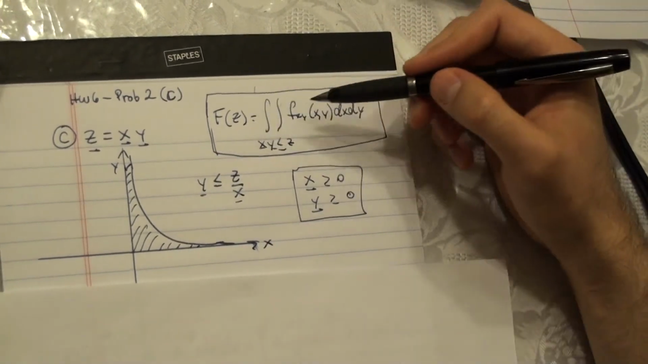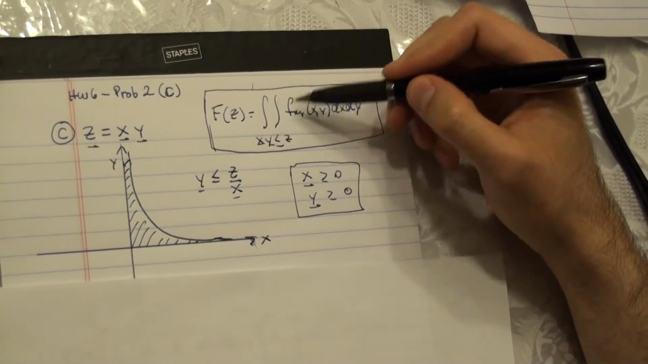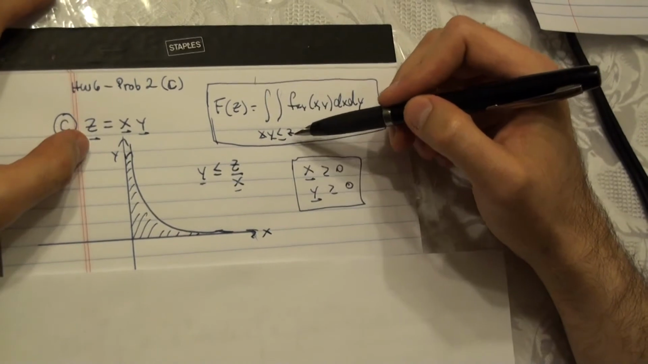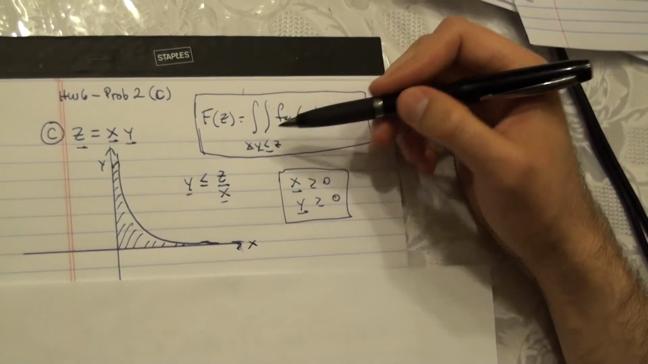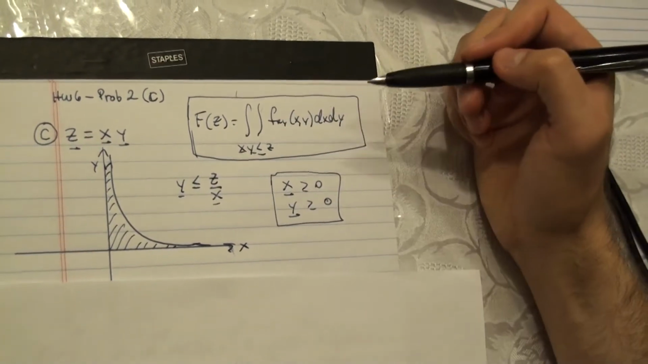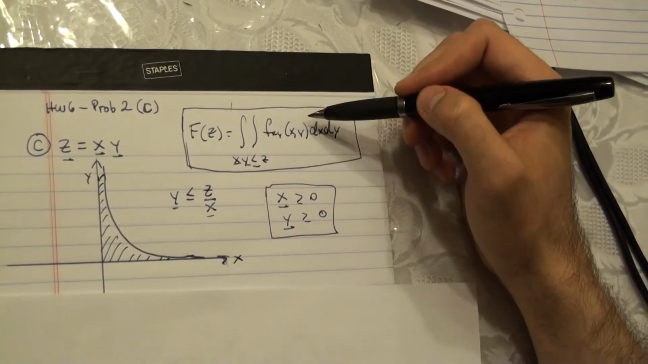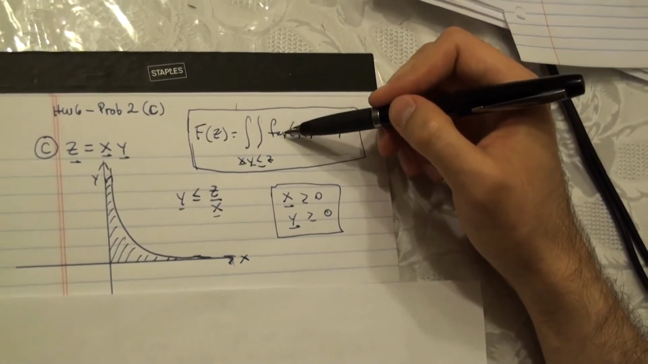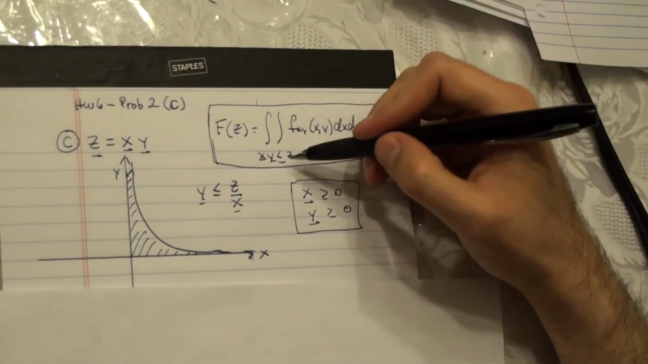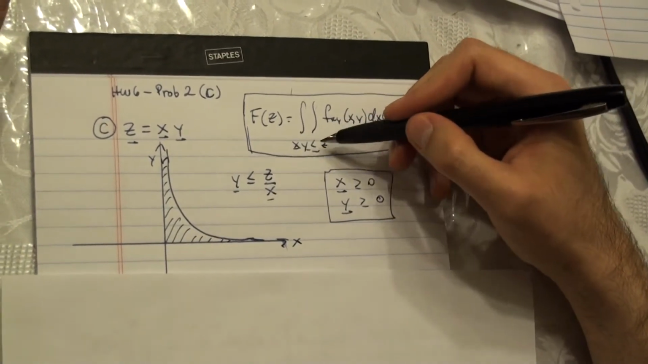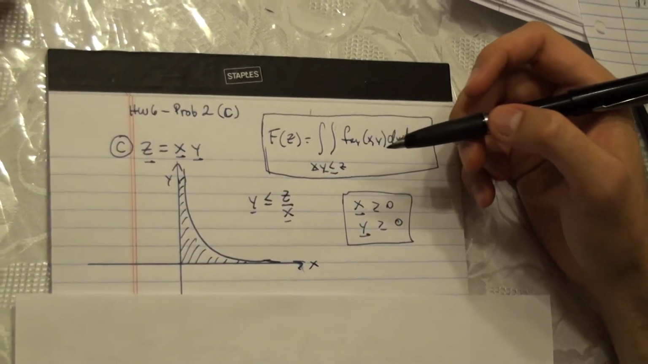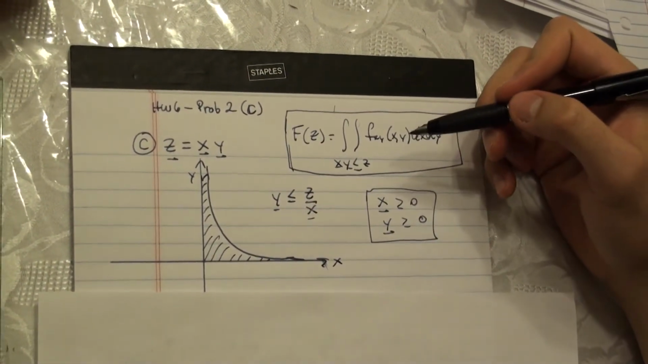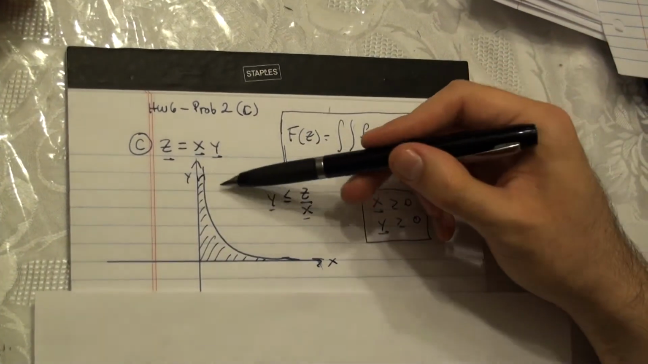So big F of z is equal to the probability that the z random variable is less than or equal to z. Well, what's the z random variable? It's x random variable times y random variable less than or equal to z. So over this area we have to integrate our little f of xy. So we can rewrite this condition as y random variable is less than or equal to z over x random variable. So that will look like this.